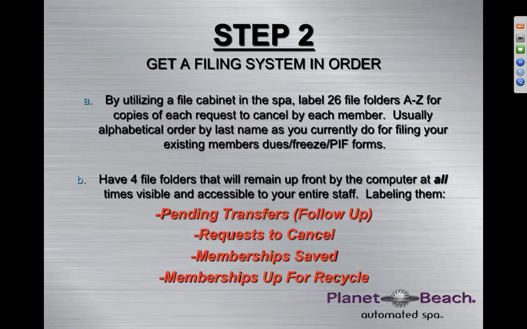This could be 5. If you're looking at this from a collection standpoint, have one in there for uncollected dues, right? So you can have 5 up there. Or request to cancel is another. Memberships/programs saved, memberships up for recycle. So programs up for recycle/transfer.